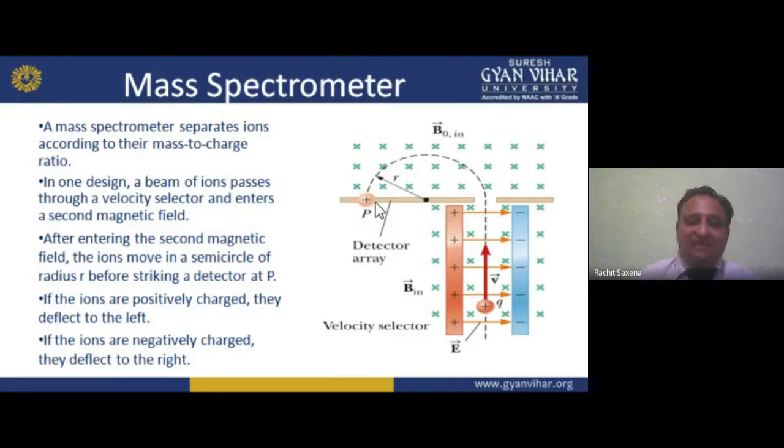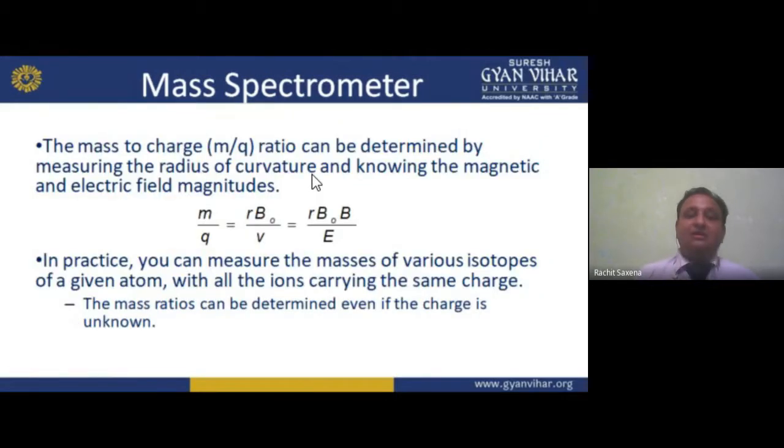If ions are negatively charged, they deflect to the right. If positively charged, they deflect to the left-hand side. So we can identify this. Next, the mass to charge ratio, that is m by q, can be determined by measuring the radius of curvature. Having the curve, if I measure the radius of curvature and know the magnetic field and electrical field magnitudes, we can determine it.